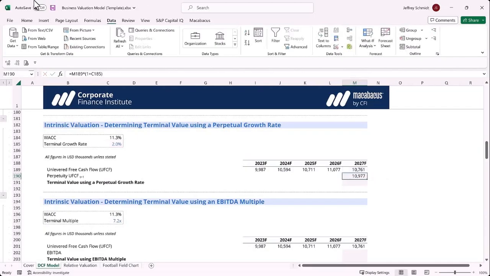So now we have a hypothetical 2028 cash flow. Calling it hypothetical because our model doesn't go to 2028, but you can think of that number, 10,977, as a 2028 number. But let's apply the perpetuity calculation to get the terminal value. So we divide that cash flow by WACC minus our perpetual growth rate. And we have the terminal value of 118. It's actually millions of dollars.